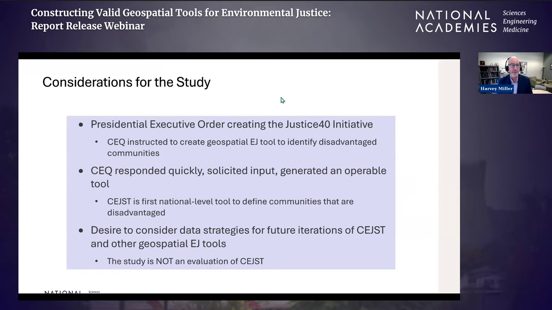Some background is that a presidential executive order was signed creating the Justice 40 initiative. As part of this, the White House CEQ was instructed to create a geospatial environmental justice tool to identify disadvantaged communities. CEQ responded quickly and created the first national level tool for this task. And there was a desire to consider data strategies for future iterations of CEJST and related tools. So a crucial consideration is that we are not doing an evaluation of CEJST per se, but rather using CEJST as a starting point to discuss how these tools can be developed looking forward for CEQ, for federal agencies, and for other governmental levels and groups with interest in geospatial tools to support environmental justice. Next slide, please.